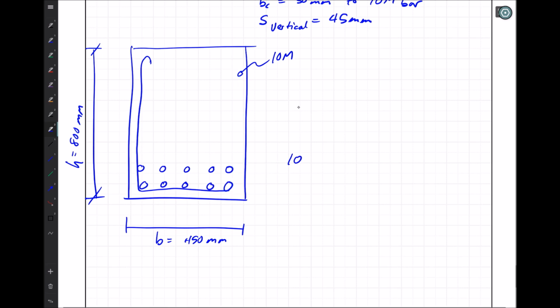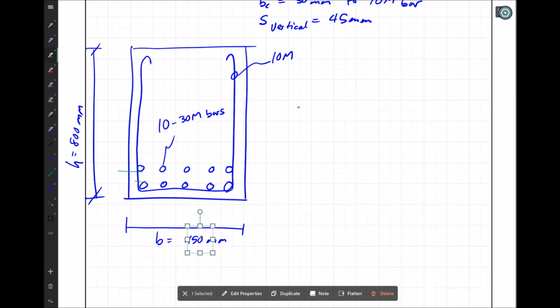Well, let me actually put that in a different spot. There we go. All right. Inside of here, we've got 10 30M bars. And we are going to want to provide some dimensions. So inside here to here, this is 45 millimeters.